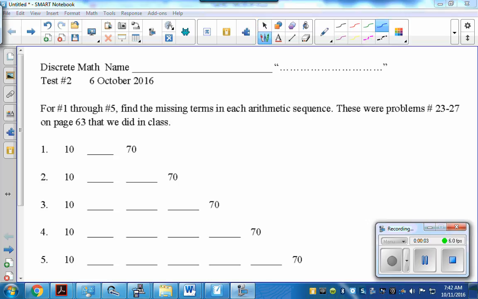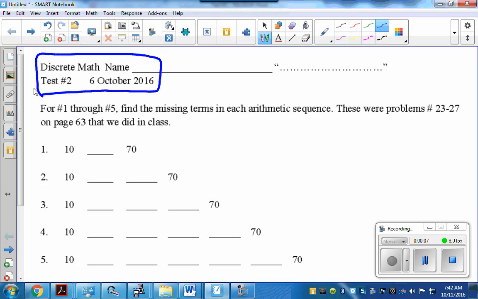This is the solutions to test 2 that you had last Thursday. For 1 through 5, find the missing terms in each arithmetic sequence. These are problems 23 through 27 on page 63 that we did in class. You should probably look at your notebook, and if your notebook was halfway organized, you could simply find those problems on that date back in section 2.1.